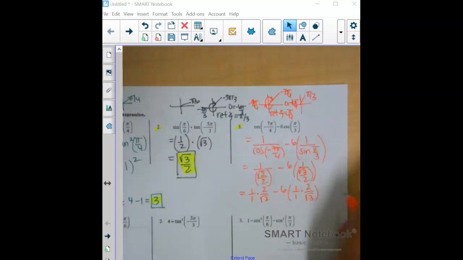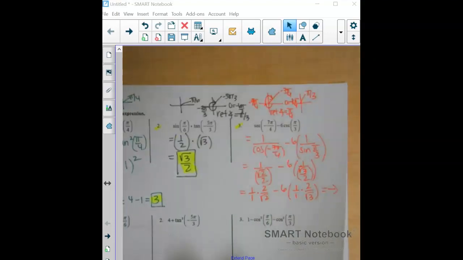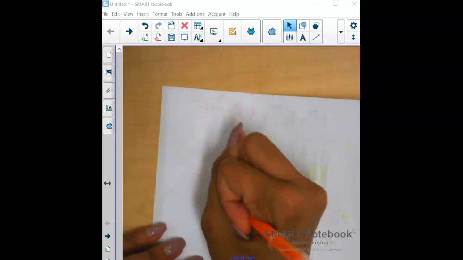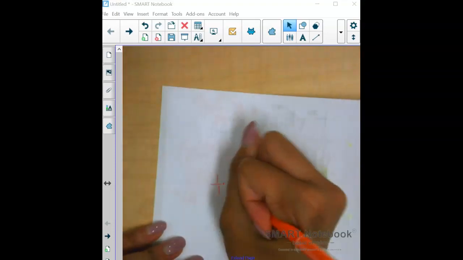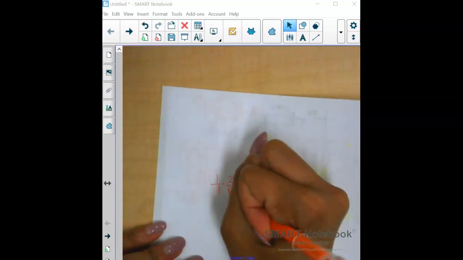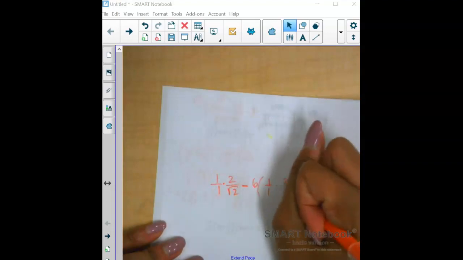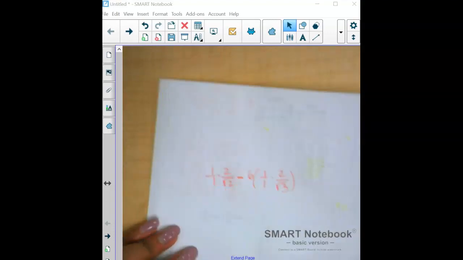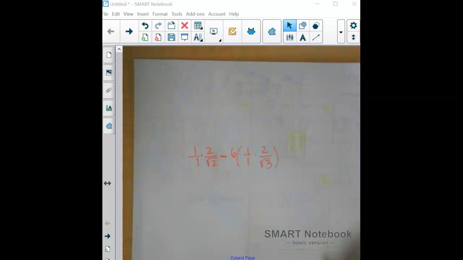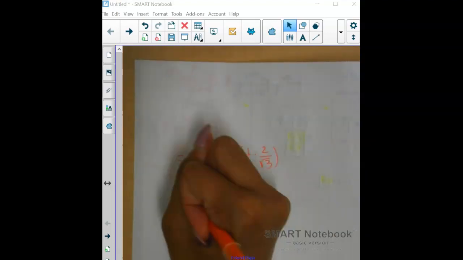All right, I'm going to need the back side of my page in order to finish this, so I'm just going to flip this over so I can actually write the rest. So let's go ahead and rewrite this. We had 1 over 1 times 2 over the square root of 2 minus 6 times 1 over 1 times 2 over the square root of 3. Give me a nod or shake. Is this what I had on the front side? Okay, good. All right, so we're going to simplify.